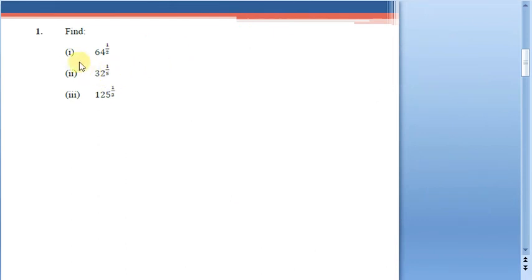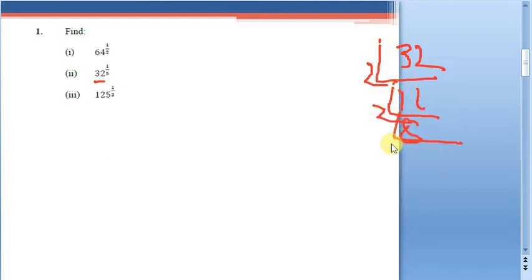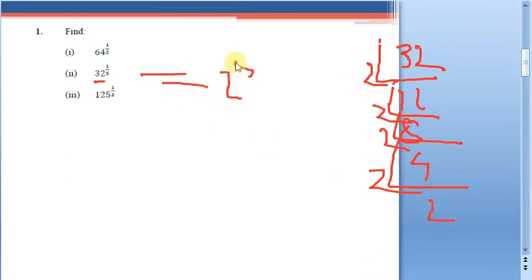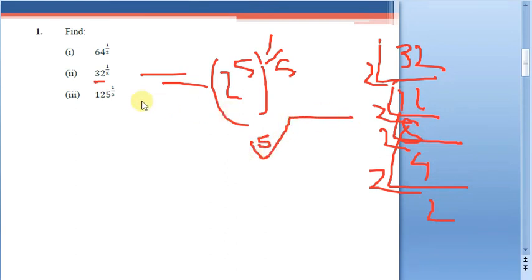The approach is going to remain the same for every question. So 32, you prime factorize it. It will be 2 into 16, 2 into 8, I hope you know how to do these things, then 2 into 4, and again 2 into 2. It will be 2 power 5. So it is the same as 2 power 5 whole power 1 by 5, which is the 5th root. I can write it as the 5th root of 32, which is the same as 32 power 1 by 5.